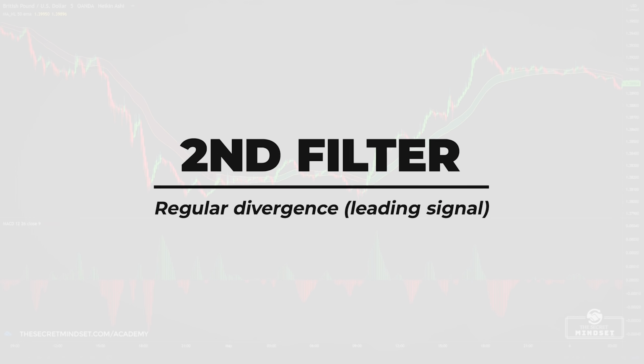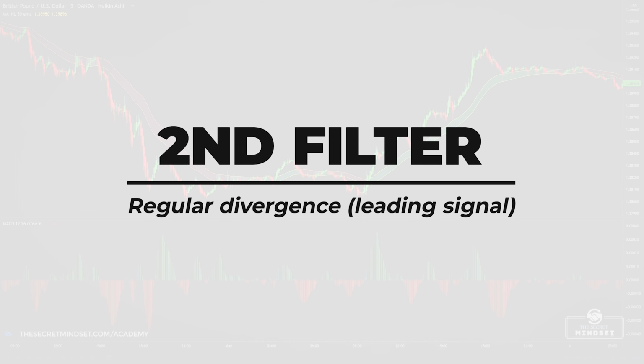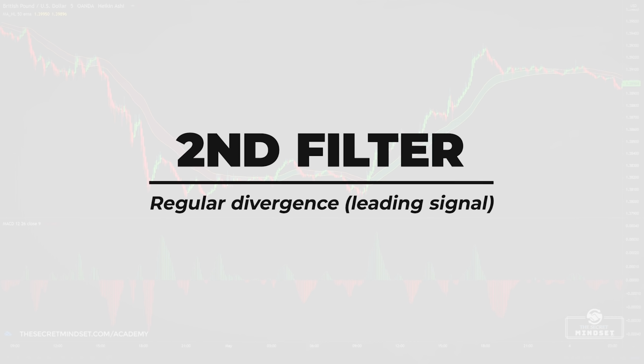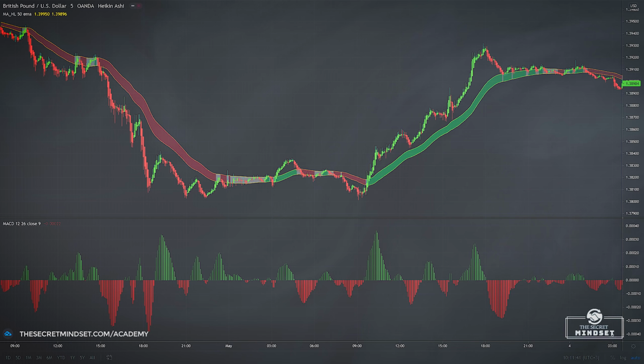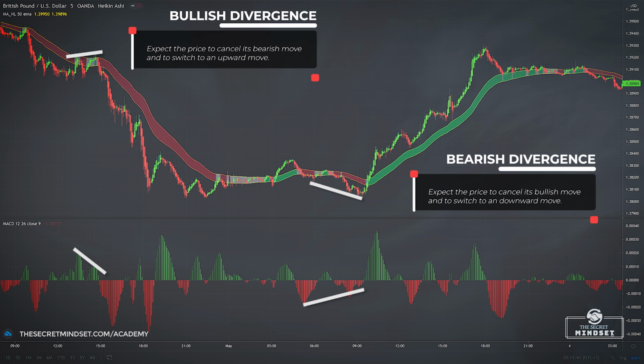Another filter is the regular divergence. I'm a big fan of combining leading with lagging signals to confirm my trades. And one of the most powerful trading signals that combines price action analysis with the use of indicators is the divergence signal. Regular divergence is used to forecast an upcoming price reversal.